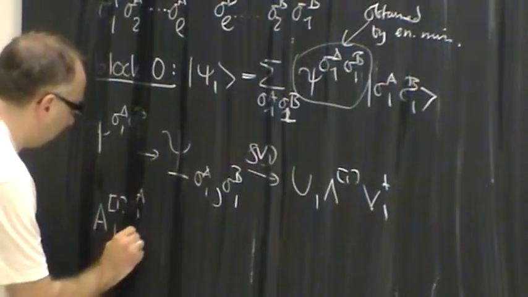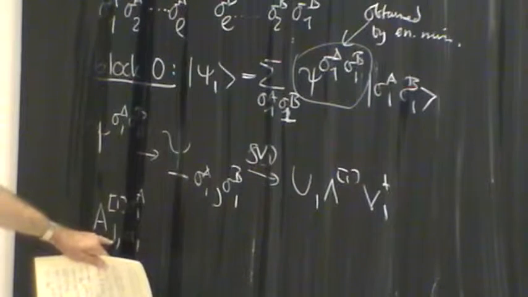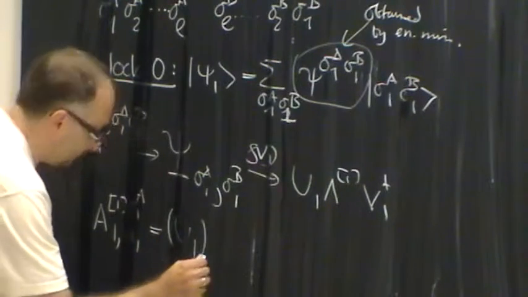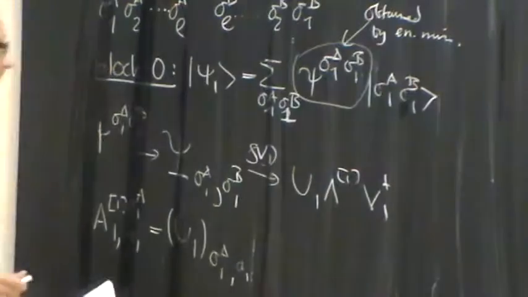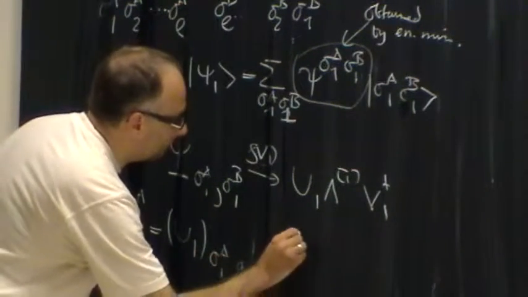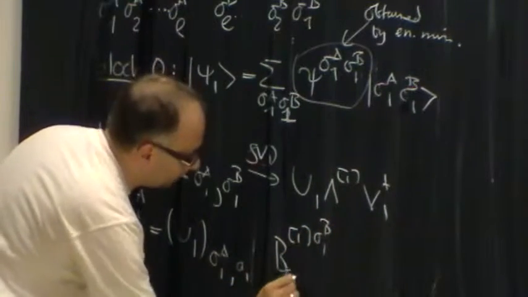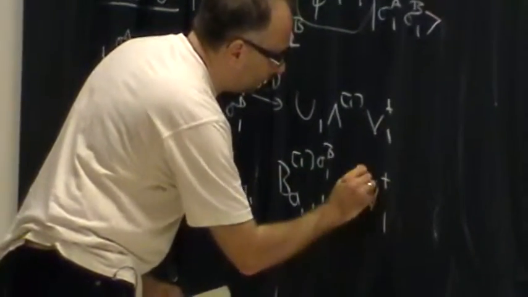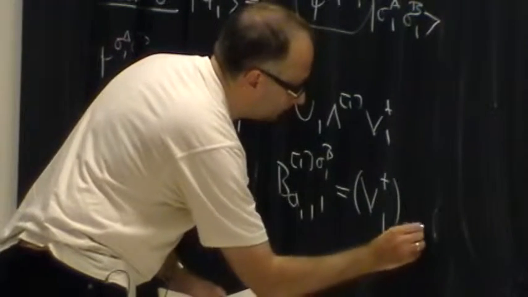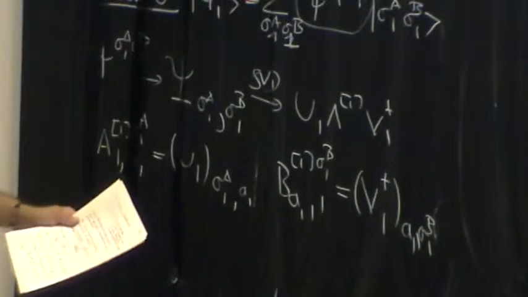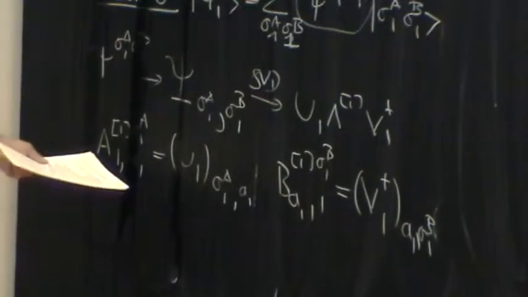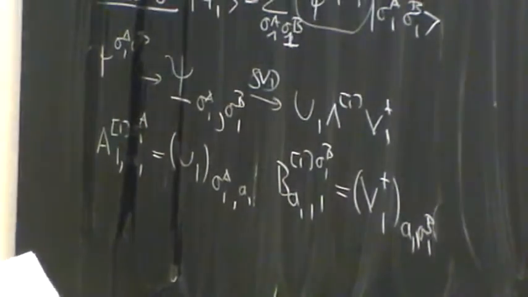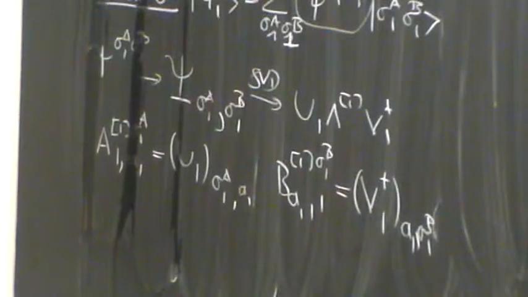Unfortunately, this distinction is necessary. So A, and here it's still a vector on the first side, so it's 1, comma A1, and this is just our matrix U1 sigma 1A, comma A1. And similarly on the right hand side, you get B1 sigma 1B, A1, 1. It's a column vector. It's V dagger 1, A1, sigma 1B. Okay, and from the properties of the singular value decomposition, you can show that these matrices A and B, which I have just introduced, are indeed left and right normalized matrices, which is why I'm justified to call them the way I do it here.